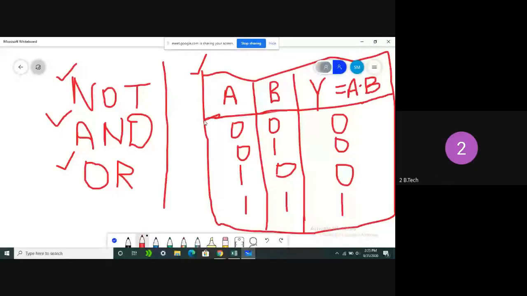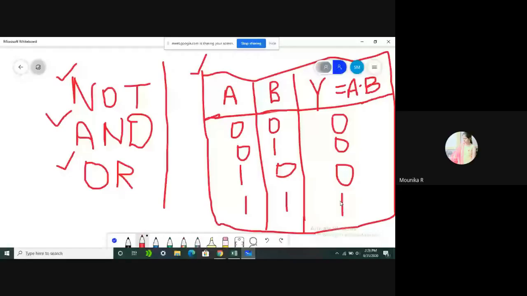So now we can see the OR operation. See here, for the AND operation, A and B means that if both are high, then only the output will be high. Now we can see the OR operation.